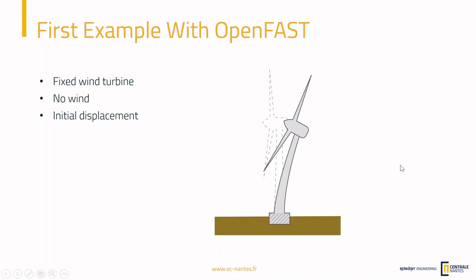So we added some initial displacement to make sure that something happens in the simulation. The tower will be bent 10 centimeters in the downwind direction, and we will see how it moves. For our examples, we are not building a model from scratch, but instead we are using a reference model from NREL. This reference is the 5 megawatt turbine that was developed at NREL and that has been widely used in the wind community since.